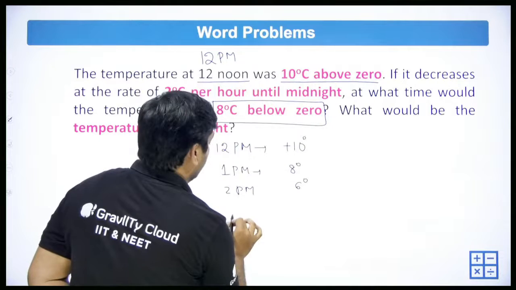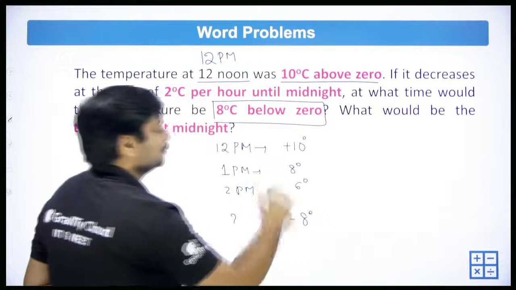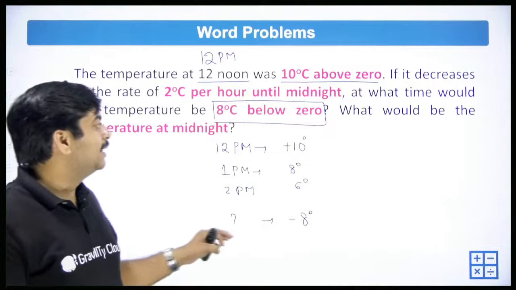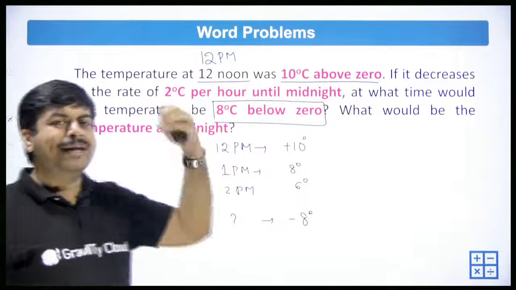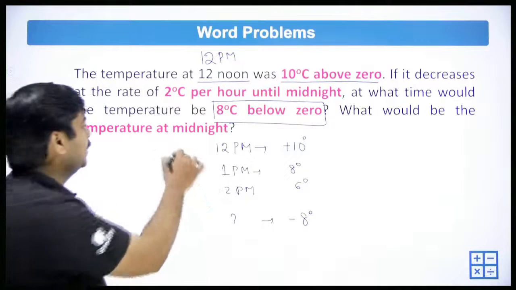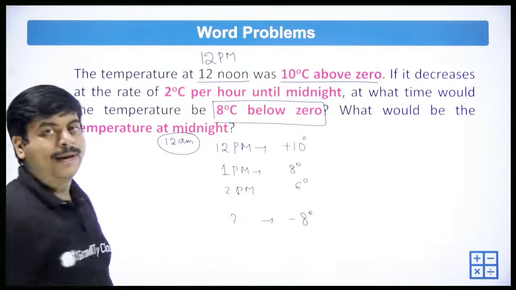That means at what time you will be having minus 8 degrees? What would be the temperature at midnight? Midnight means middle of the night, at 12 a.m. Okay, we'll come back to this one. That is the second question. We'll come back to that.